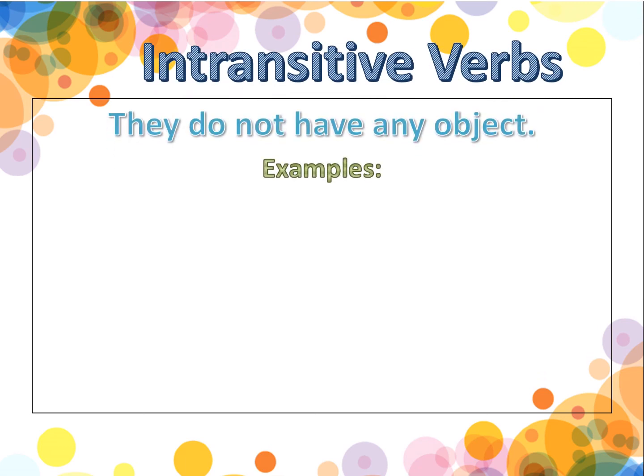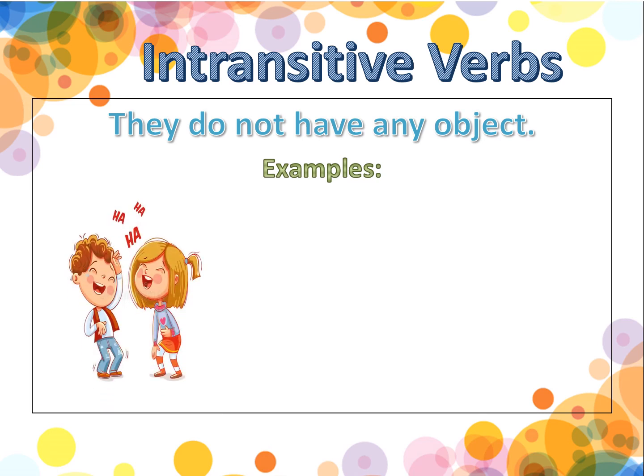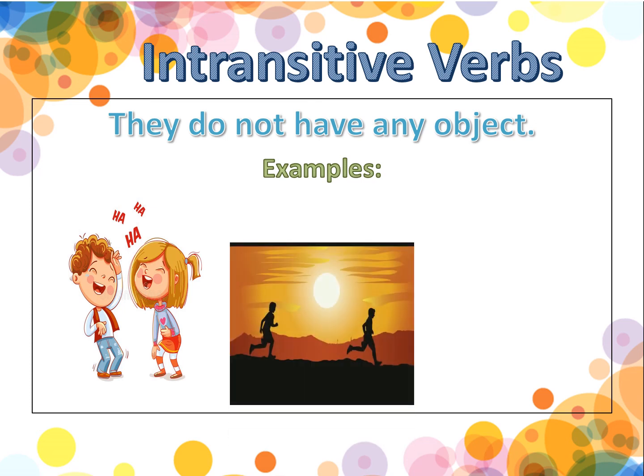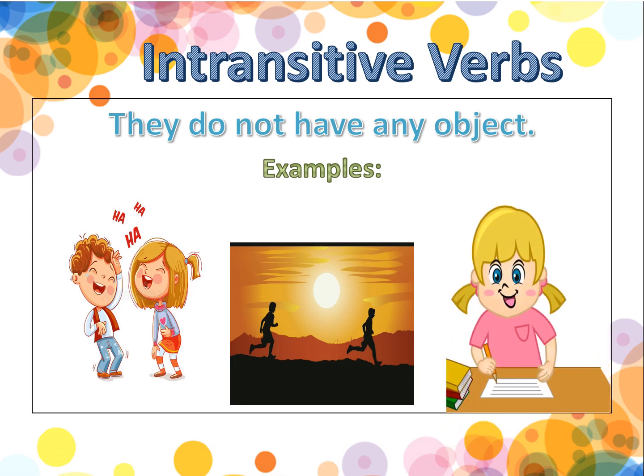What are intransitive verbs? Intransitive verbs do not have any object. For example, they laughed. Why they laughed? The reason is not known. I have simply used subject and verb: they laughed. There is no object, so laughed is an intransitive verb. Then the sun set, it's intransitive. And then she writes. What she is writing, no one knows. So write, set and laugh are the intransitive verbs. They do not have any object.